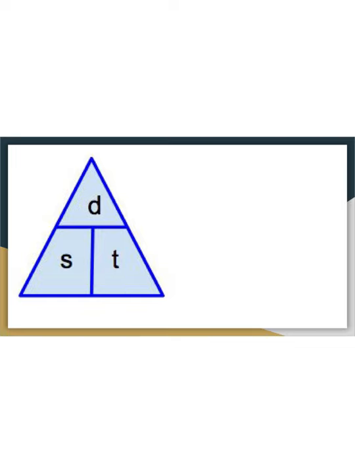S is speed, D is distance, and T is time. If I were to try to find speed, I would cover that up or circle that. And what are the letters left over? I have the letter D over the letter T. So that means that speed is distance divided by time.